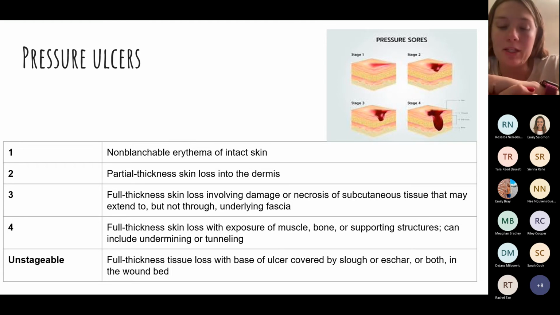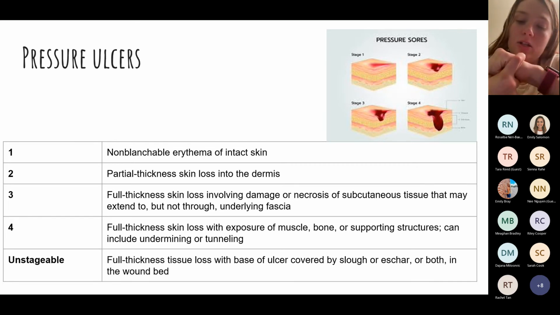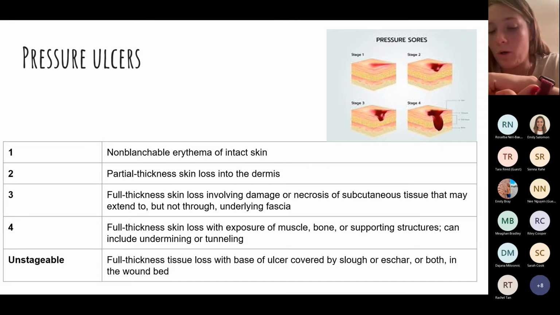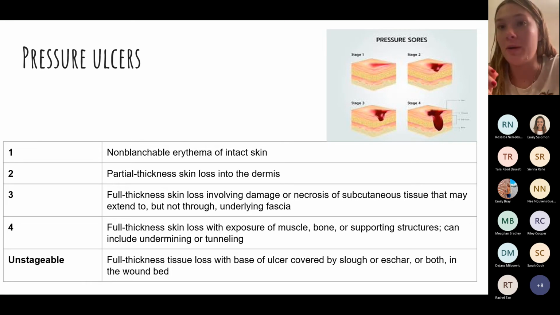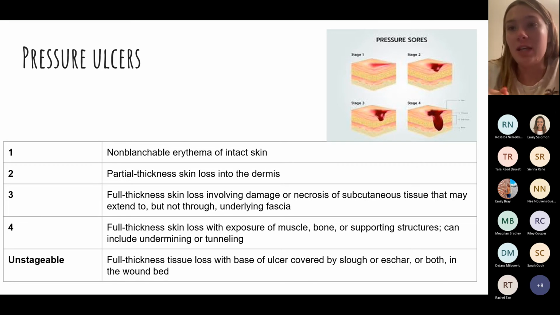When we talk about blanchable, if I push on my skin, it's going to turn white and then go back to its normal color. But if it's non-blanchable, I'm not going to see that color change. Stage 2 pressure ulcer is partial thickness loss into the dermis. So it's going into the dermis, but it's just more partial loss. You might see, again, that redness, and a little bit of skin erosion, but it's not full thickness.